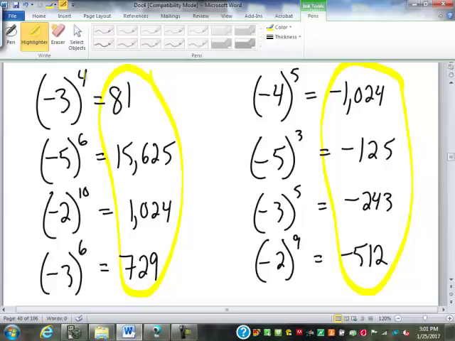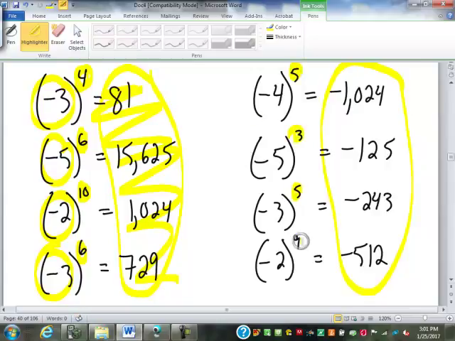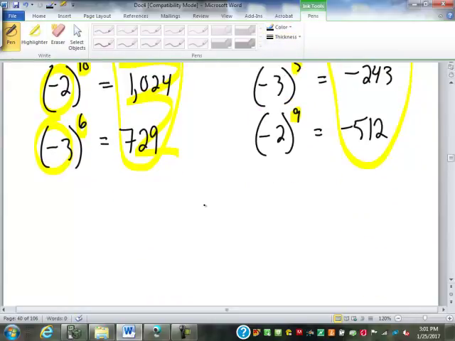Odd and even, very good. When we have an even power, the result will always be positive, no matter whether we start out with a negative number or a positive number. An even power always gives a positive result. An odd power will give us whatever sign we started with. All these were negative, so we ended up with a negative result. Got to be careful because we can have 7 to the power of 3. Even though that's an odd power, it's still going to be positive because we started with a positive number.